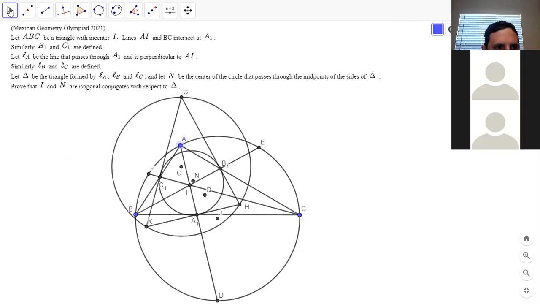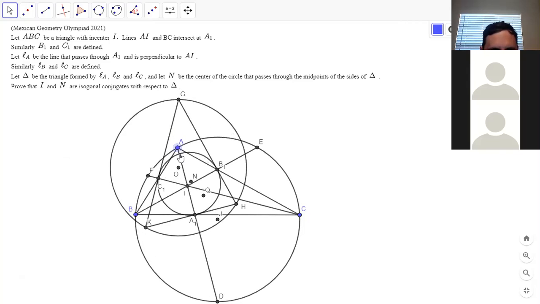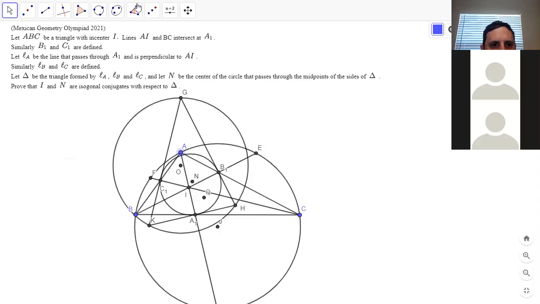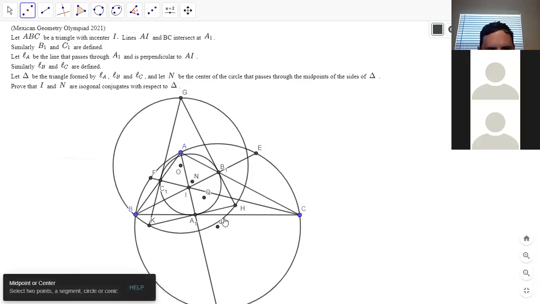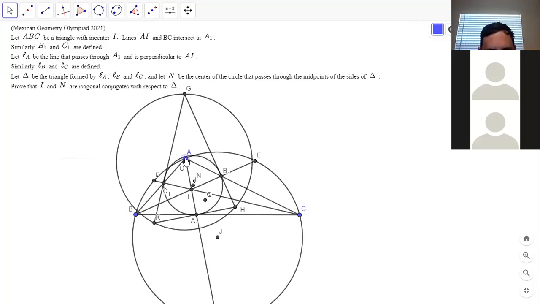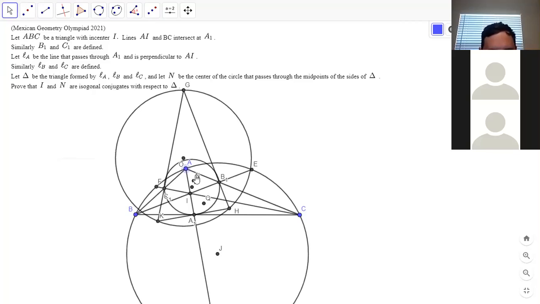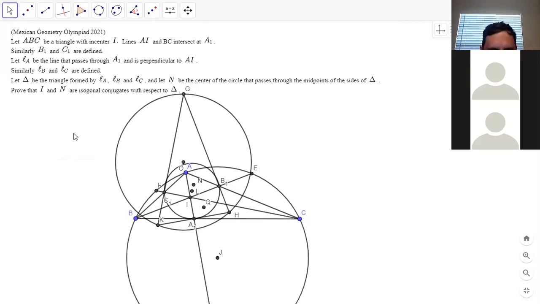So if they have the same pedal circle, one thing we could say is that the midpoint of IN would be the center of that circle. So we could rephrase it. We could say let L be the center of A1, B1, C1, and then reflect I over L, and show that that's the 9-point center of the triangle. So basically you're reflecting I over the circumcenter of A1, B1, C1, and you want to show it's the 9-point center of that triangle. That might be a better way to phrase it.